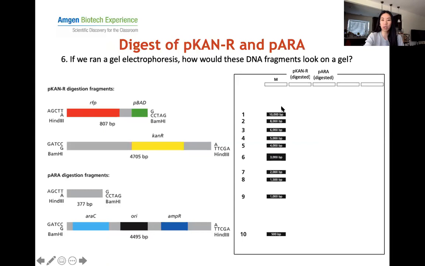This is an actual gel from last year. So once we ran it, the DNA is stained with a chemical so that when you put it on a UV light, it shines and you could see where the fragments are. If you look at our marker, there are 10 bands in our DNA ladder or the marker. And if you look at this diagram, you actually can see those 10 bands right here.